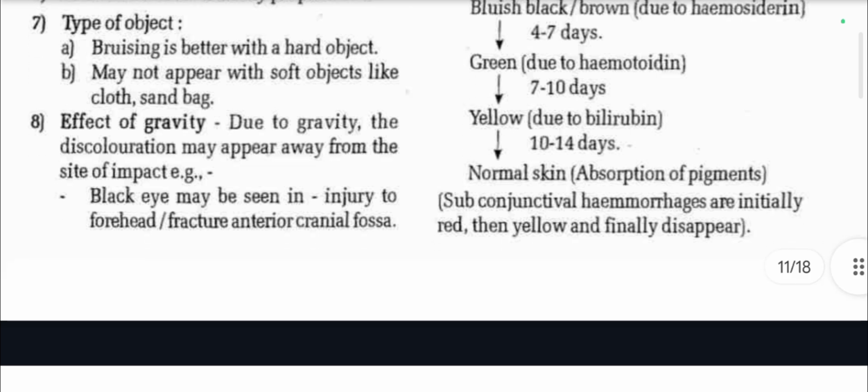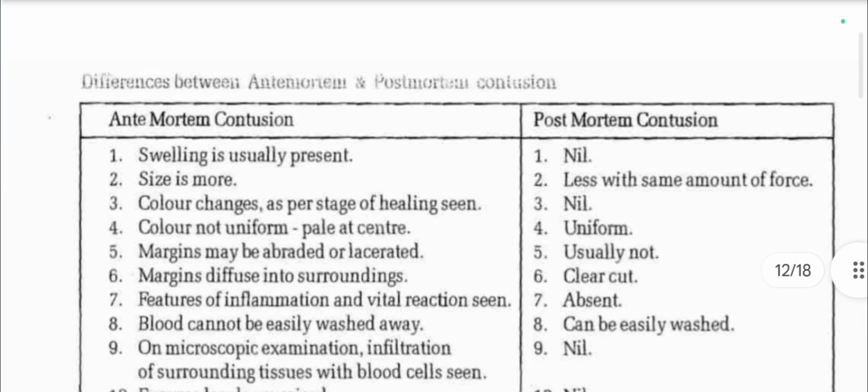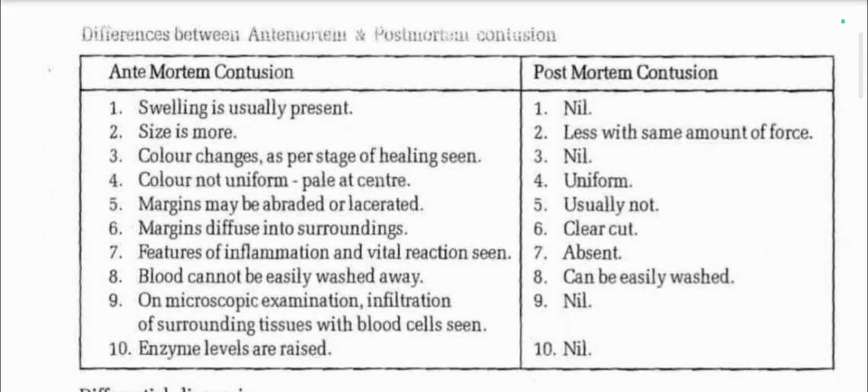After 10 to 14 days, normal skin due to absorption of pigments. So it requires 14 days, 2 weeks to heal. Contusion requires 2 weeks to heal. Subconjunctival hemorrhages are initially red, then yellow, and finally disappear. So remember the example of subconjunctival hemorrhages: red, yellow, and then disappear. Only 2 colors. Now, what is the difference between ante-mortem contusion and post-mortem contusion?